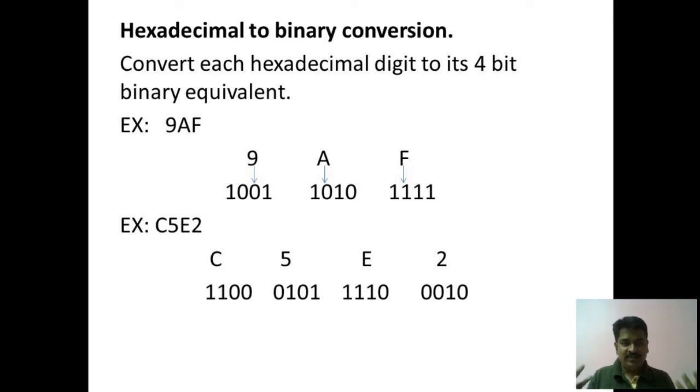Then it's a very simple thing. It's not adding, you just write these numbers together. If you write all these 16 bits together, it gives you a binary number which is equivalent to that hexadecimal number.